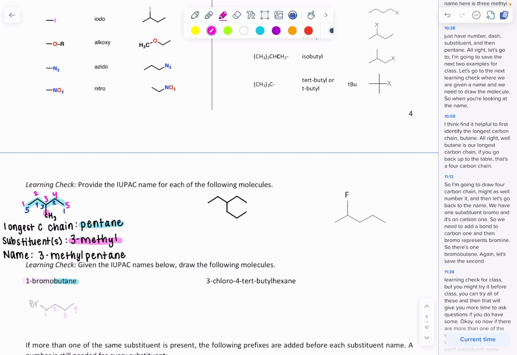If you go back up to the table, that's a 4-carbon chain. So I'm going to draw a 4-carbon chain. Might as well number it. And then let's go back to the name. We have 1 substituent, bromo, and it's on carbon 1. So we need to add a bond to carbon 1, and then bromo represents bromine. So there's 1-bromobutane.